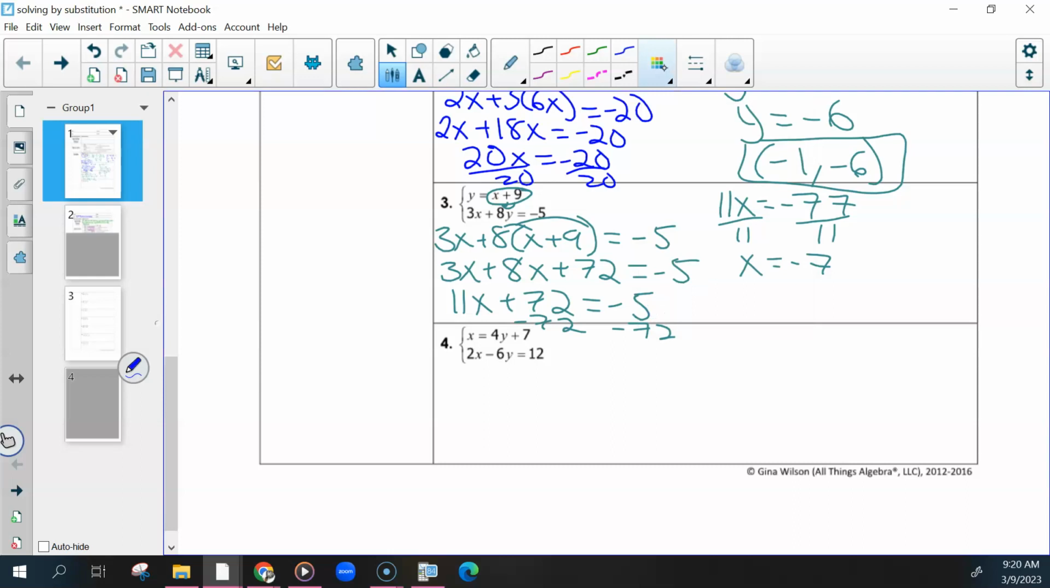What do we do with that -7? Okay. And you can put it in both, it doesn't matter. Put it in either or, I should say. What's our y value? 2. So our ordered pair is what? Questions so far?